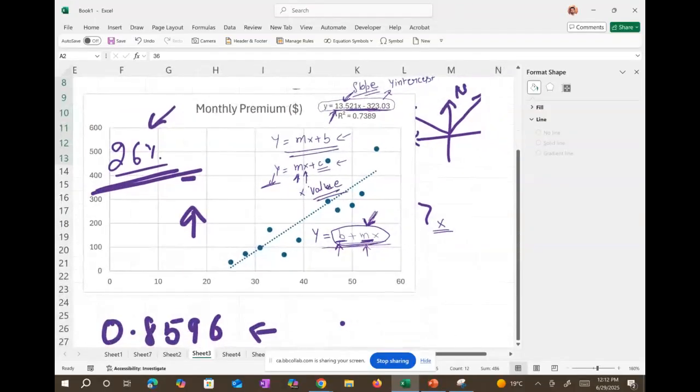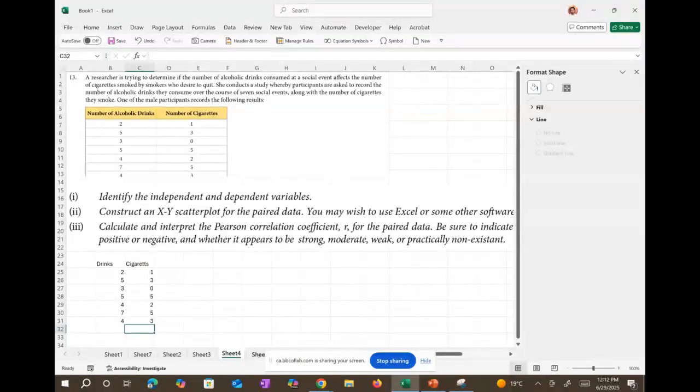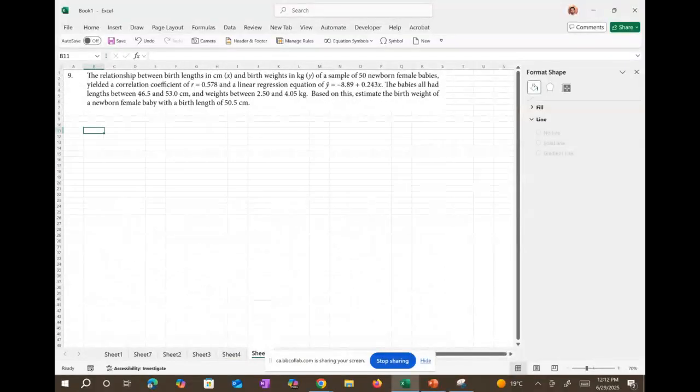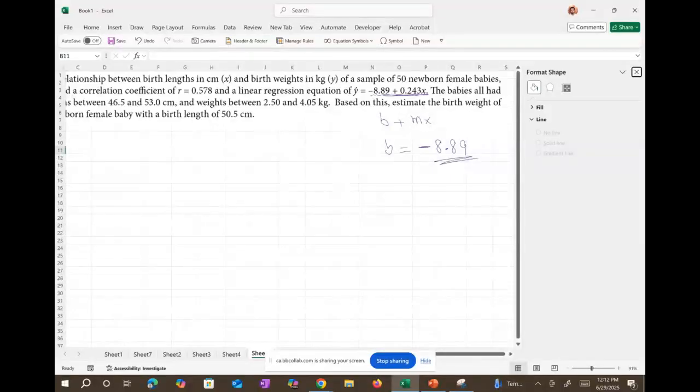Now, why do we need to study this? This equation helps us in forecasting values. For example, I'm going to look at this question down here. This is a perfect example of what I was talking about. Look at this equation, which is written as b plus mx, and the b value in this case is minus 8.89. So hopefully you understand what I'm talking about so that you don't make a mistake while doing these questions in the exam.